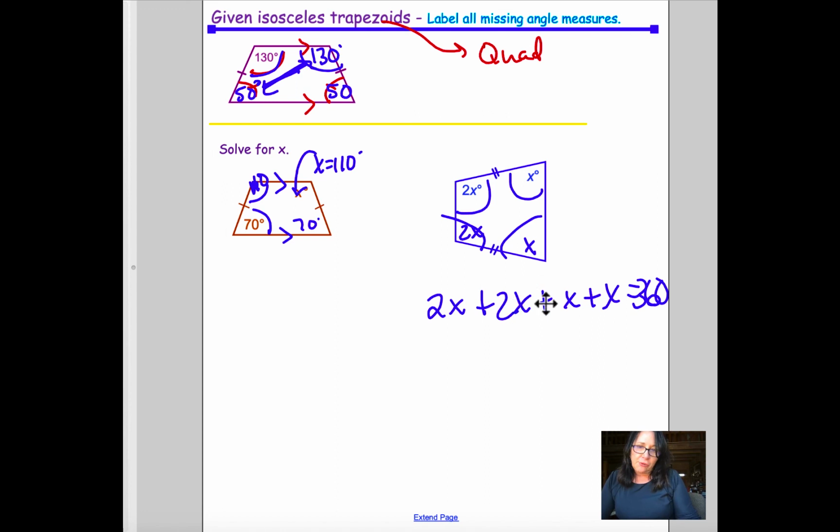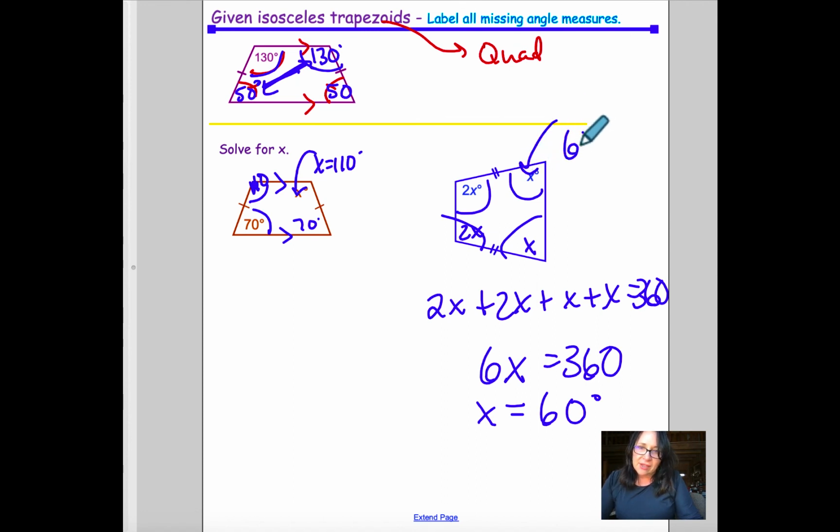So we've got 2, 4, 5, 6. We have 6x is equal to 360 degrees. If I divide both sides by 6, I'm going to get x is equal to 60 degrees. So that means this angle is 60 degrees, but because this is 2 times that angle, this angle right here is going to be 120.